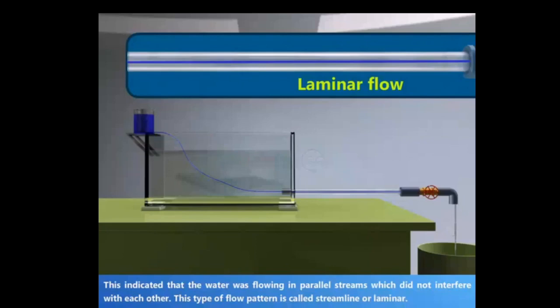Laminar flow is the one in which fluid flows in layers, in which the fluid particles do not get mixed with each other. In that case, we have injected the ink in the water and the velocity of the water is low. So there is no mixing of the fluid particles with the ink particles. This type of flow pattern is called laminar flow. It is also called streamline flow.